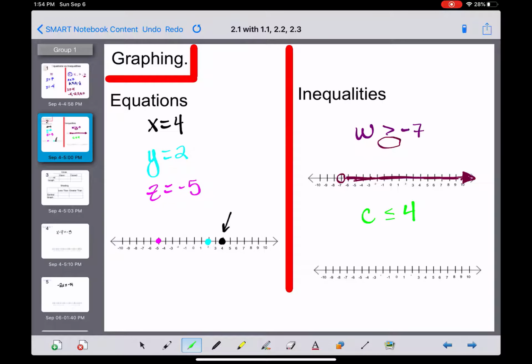For c is less than or equal to 4, since 4 is included because of the equal sign, I'm going to draw a closed circle at 4. I also need to include all values less than 4, so the 2s, the negatives, the in-betweens, and shade in the direction to represent the lesser numbers.